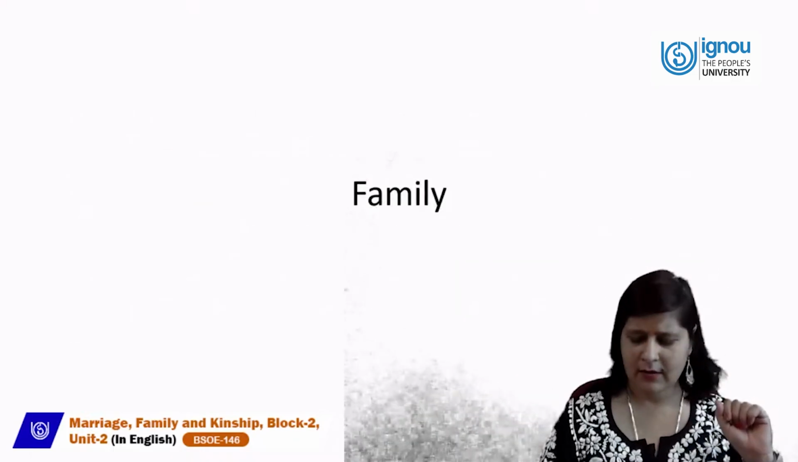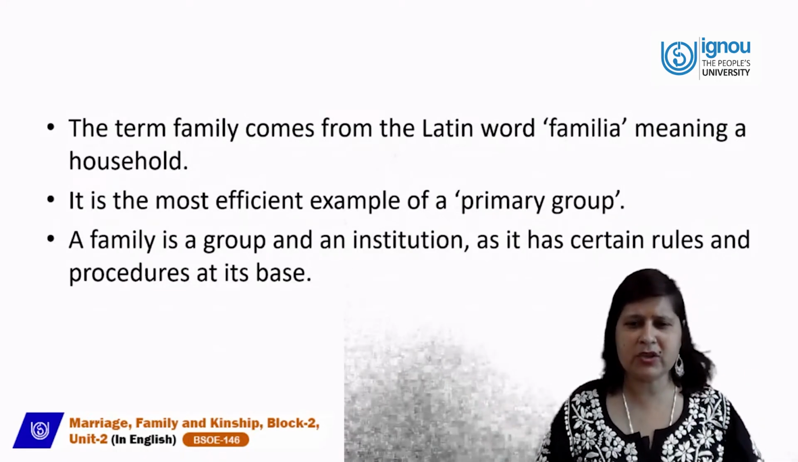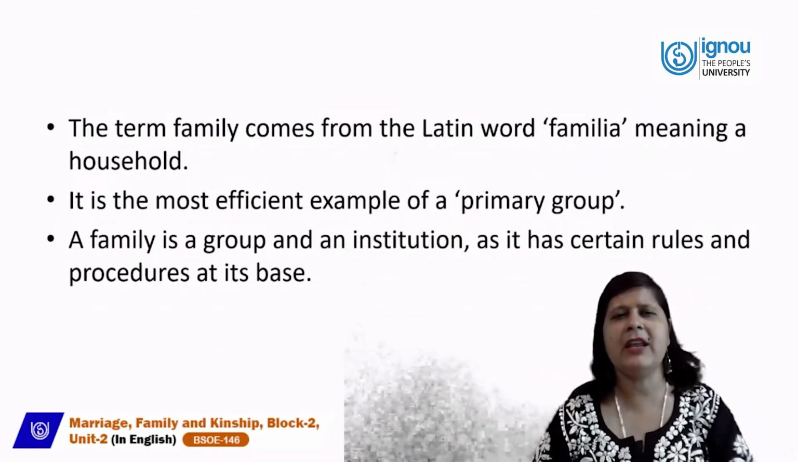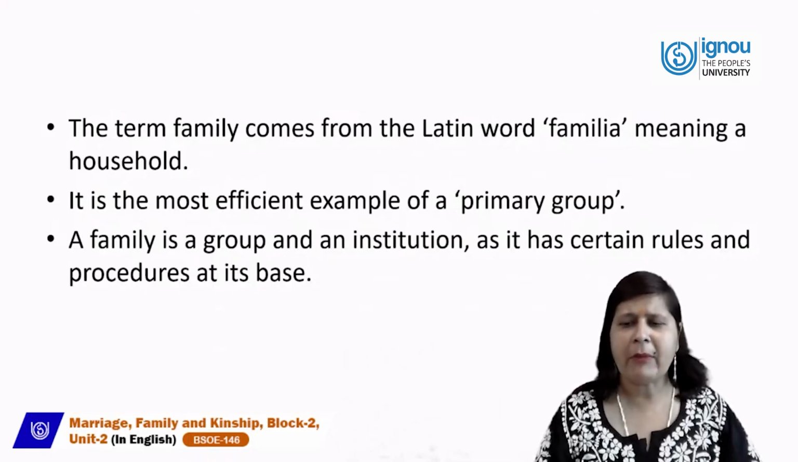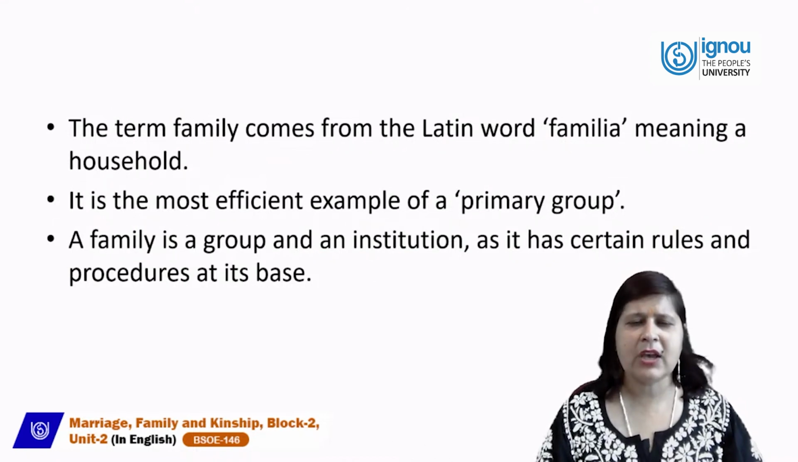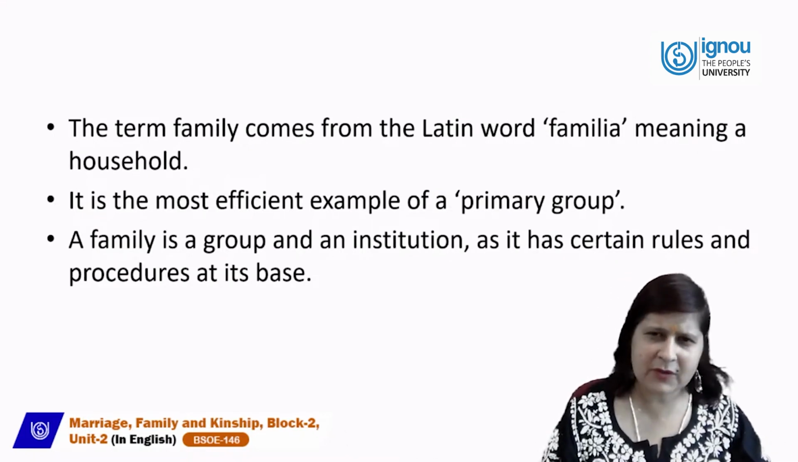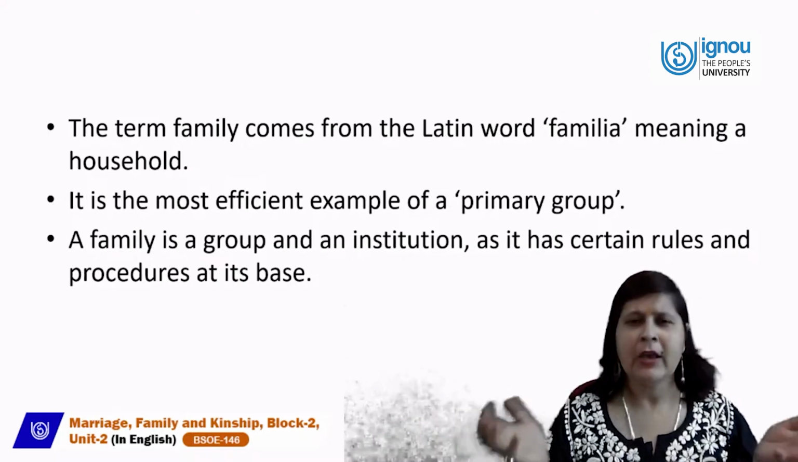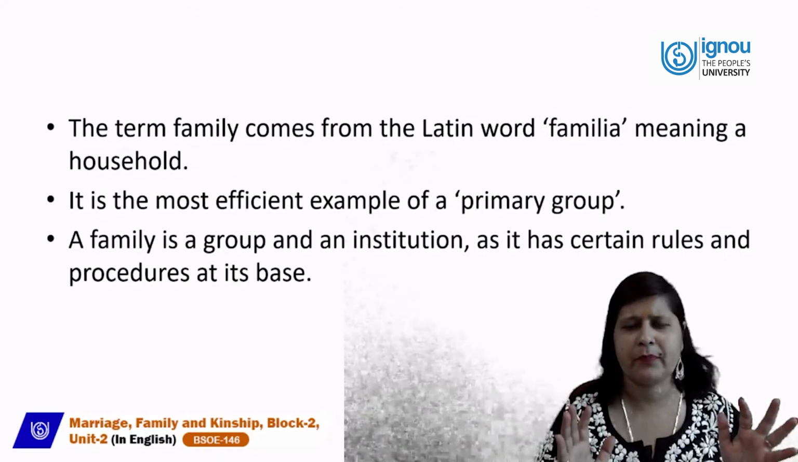Now we'll discuss family. What is family? We discussed marriage. The term family comes from the Latin word famulus, and familia means household. It is the most efficient example of a primary group. We discussed the group. There are two types of groups, the primary group and the secondary group. Family is the example of a primary group, right?